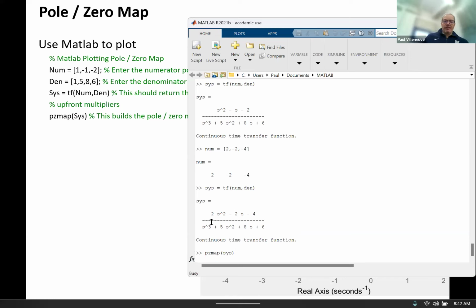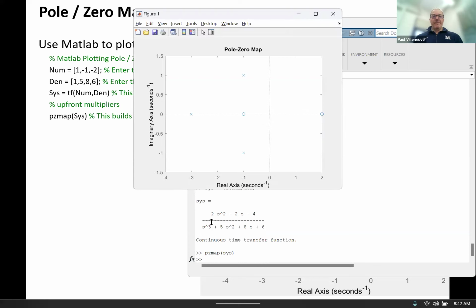MATLAB is smart enough to plot it out once it comes out. Guess I'm low on system resources. It's been a while since I rebooted, so hopefully it wakes up. Here we go. And there's my pole zero map.